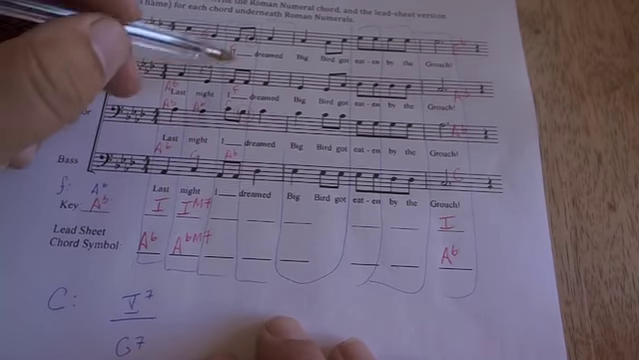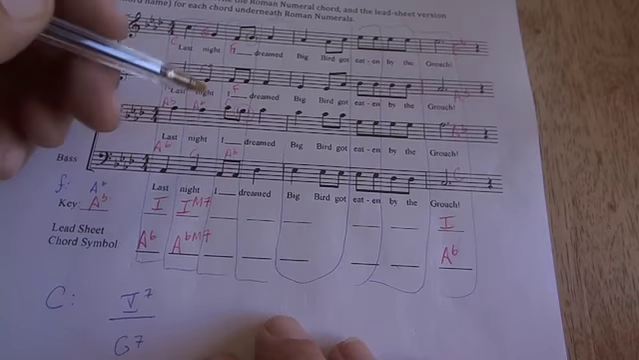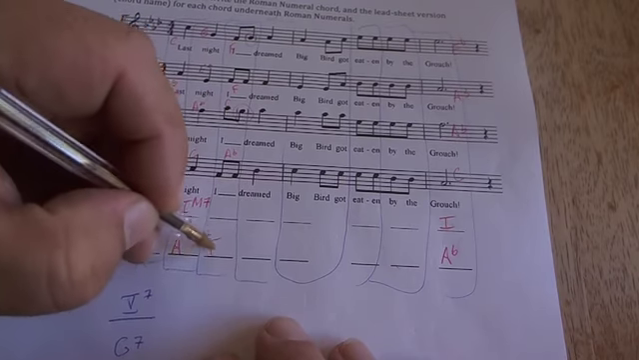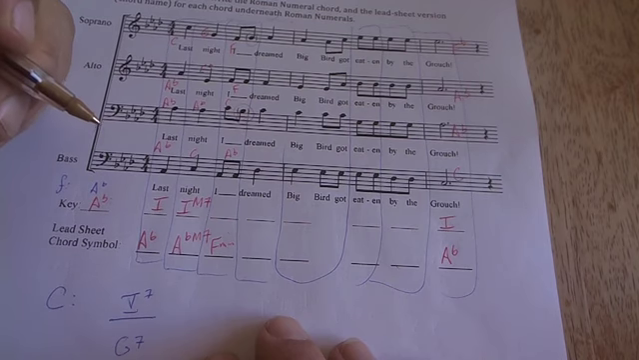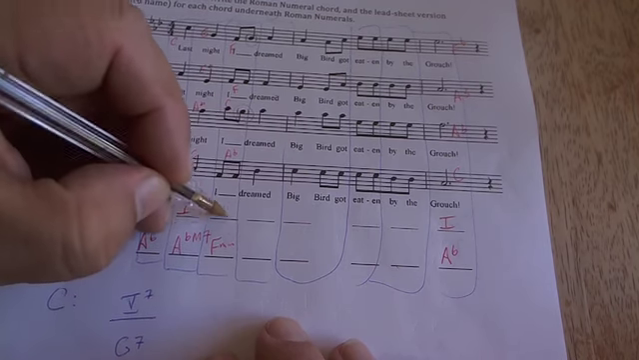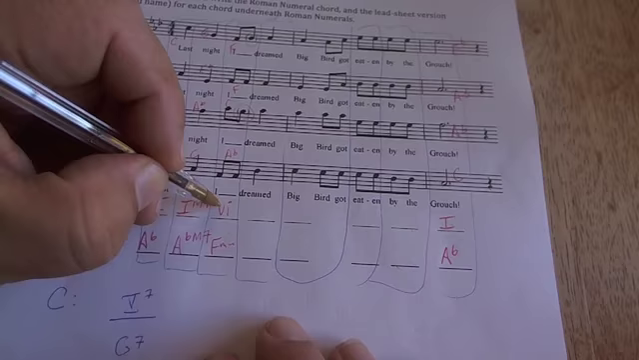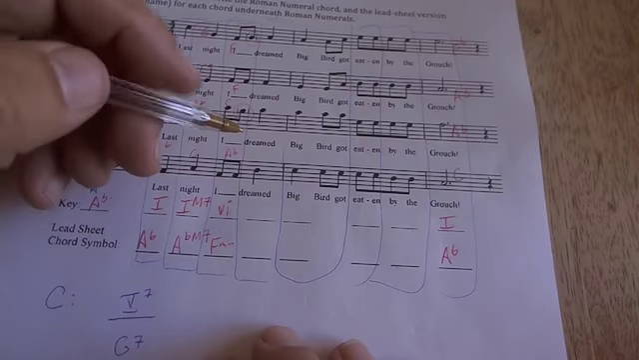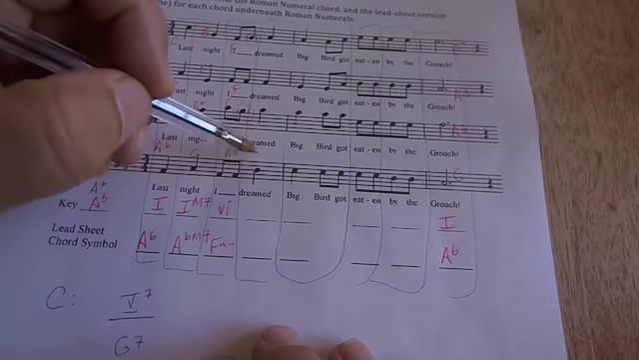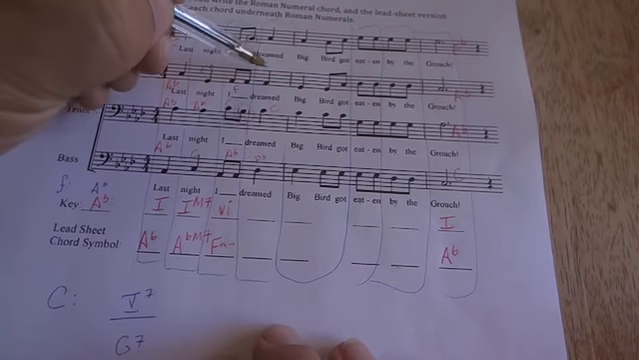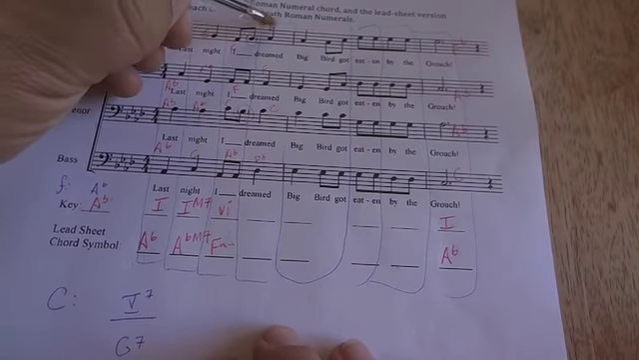F, A flat, F, C. So F, A flat, C is F minor, right? And in the key of A flat, that's a 6 chord, right? Lowercase Roman numeral for minor chords. Diminished ones are lowercase plus the degree sign. Right, D flat, C, F, A flat.